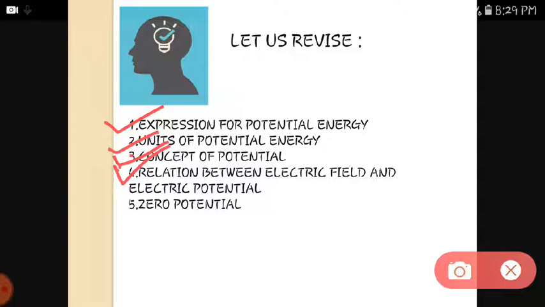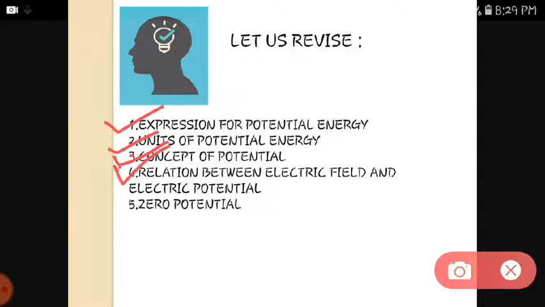Then we have seen the relationship between electric field and electric potential, which is E is equal to minus dV by dx. What does the negative sign indicate? It indicates that the electric field at a point is always the negative of the potential gradient. And what is potential gradient? It is dV by dx. So this is what we have learned.